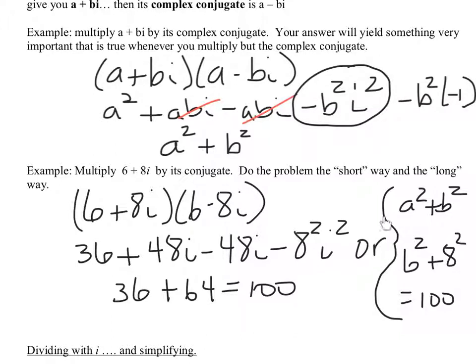So, or we could do the short way. We know that a squared plus b squared is going to be the result we get when we multiply a complex number times its conjugate.